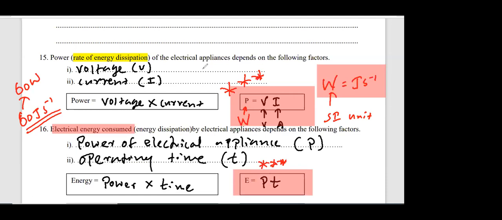Here also, power should be in what? Be careful, sometimes they can give it in kilowatts. If they give it in kilowatts, you have to convert into watts, very very important. And time should be in seconds. Mostly they give minutes or hours. You have to convert minutes or hours into seconds. Otherwise no marks in the exam. Be careful about units. Right.